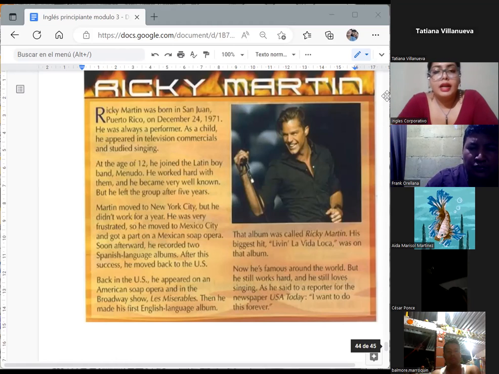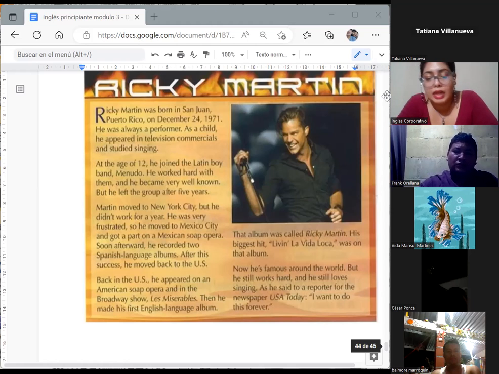So now we are going to read this article, and then we are going to the platform to answer some questions. Vamos a leer este artículo sobre Ricky Martin y luego vamos a ir a la plataforma a responder las preguntas que están relacionadas con el artículo.